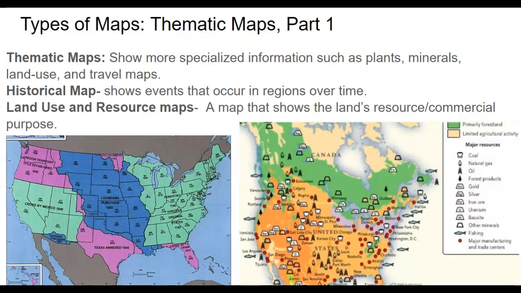Last couple here are thematic maps. They show more specialized information such as plants, minerals, land use, and travel maps. There are historical maps, which show events that occur in regions over time, and land use and resource maps, which show the land's resource and commercial purpose.